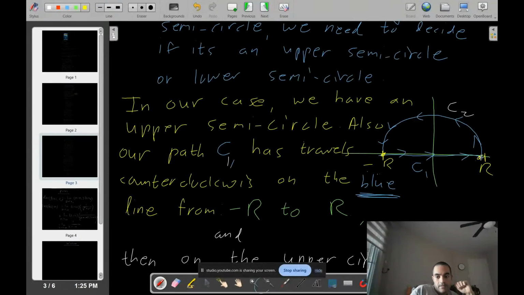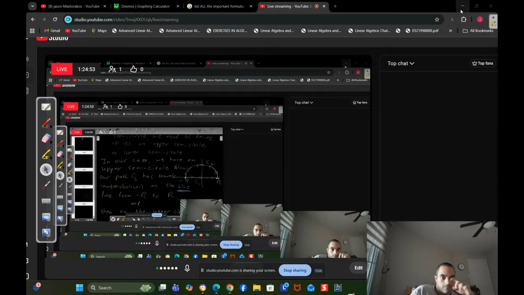Then it travels along the upper arc of the semicircle, traveling along C2, counterclockwise rotation. So we go back to the beginning part. We go from minus r to r along the line that's collinear on the x-axis. Along the arc, I go from r to negative r on C2. Does that make sense?